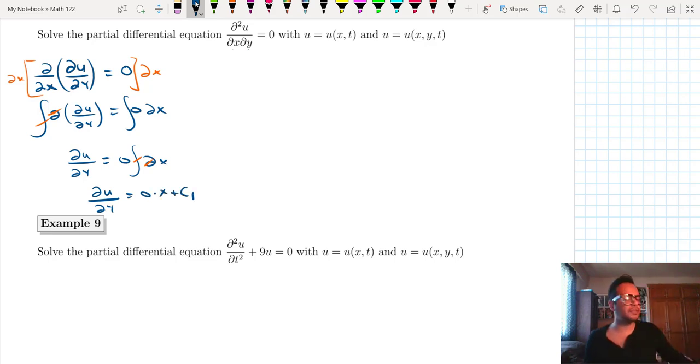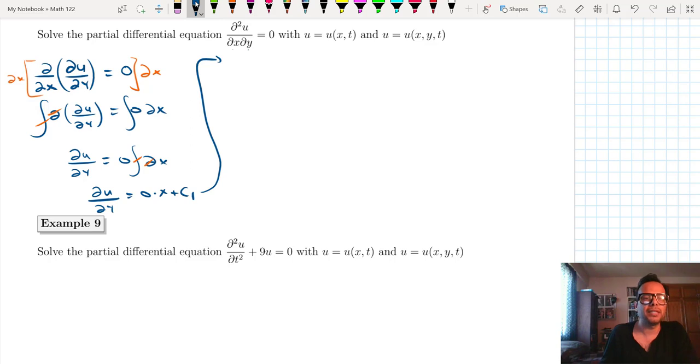In this case, we do this c1 because we are going to do a second integration, but now with respect to y. So 0 times x is just 0. Let me go up here. So partial u with respect to y equals c1. Integrate, multiplying both sides by dy, we get du equals c1 dy. Then integrate both sides.